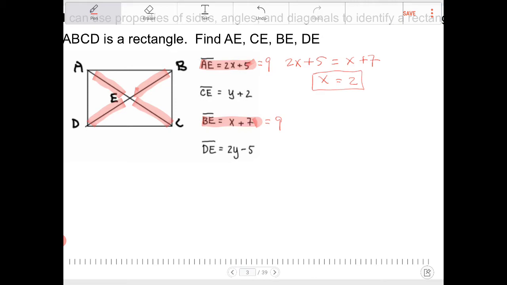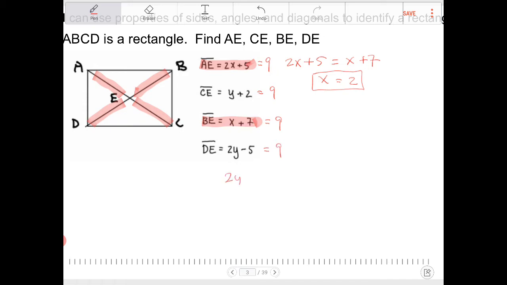I already know what CE is going to equal because this is a rectangle after all, right? And because they are all supposed to equal the same thing, all of these should equal 9. Let's see if that's actually the case here, right?